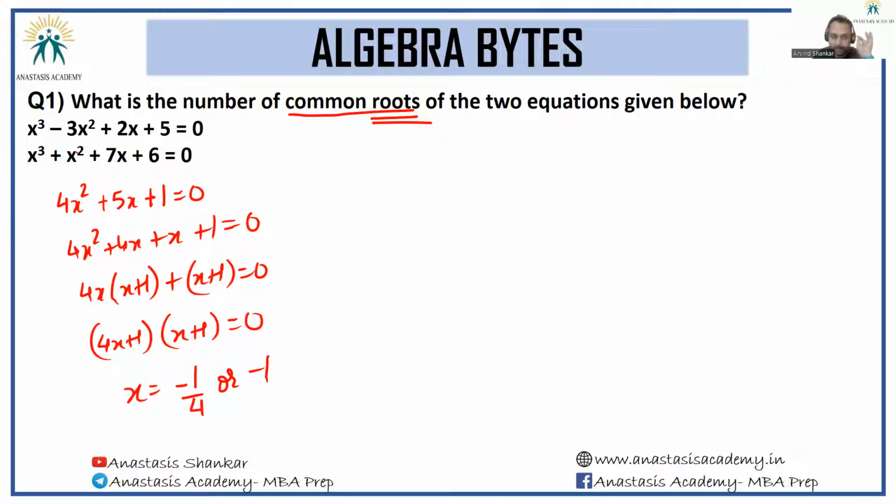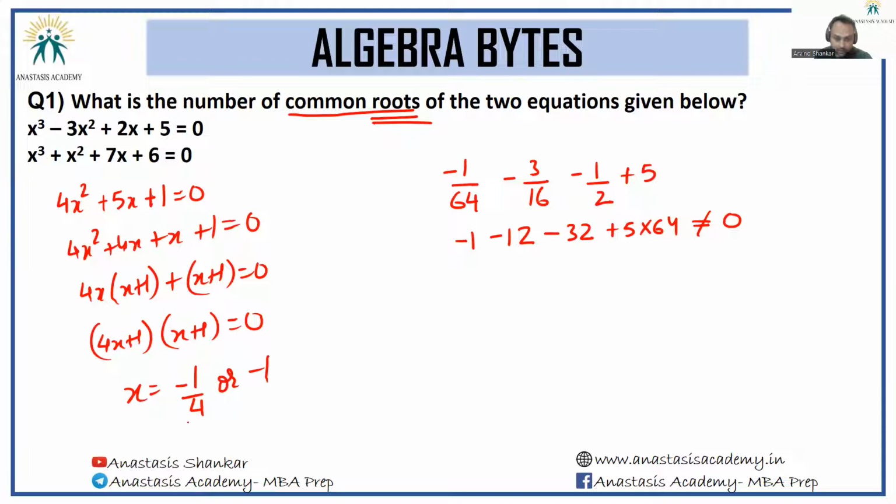So when I plug in x equal to minus 1 by 4, I get minus 1 by 64, then minus 3x squared, so minus 3 by 16, then minus 1 by 2 plus 5. So minus 1, minus 12, minus 32 plus 5 into 64 or 320. I know this is definitely not equal to 0. So this is not a common root. This is a point where the two functions intersect, but that is not a common root.